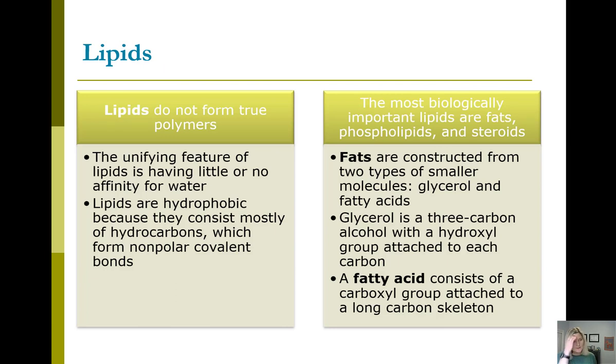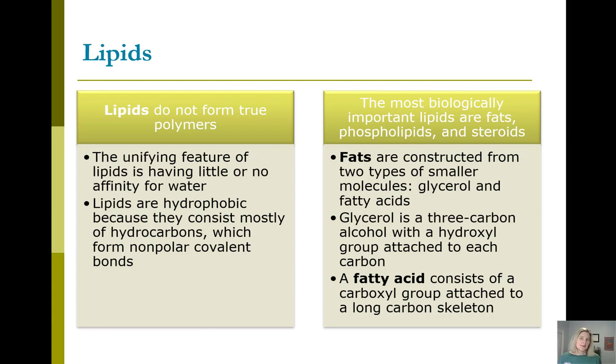All right, so let's get into the second category of macromolecules, the lipids. Now, I always think of lipids as fats. But they're not just fats. There's other things in there too. So you can think of it as, all fats are lipids, but not all lipids are fats, okay?